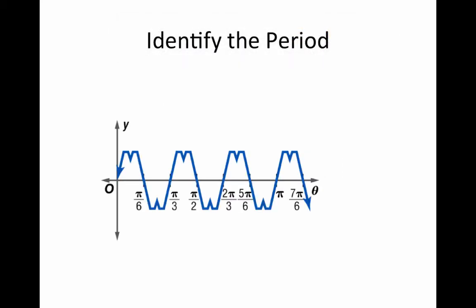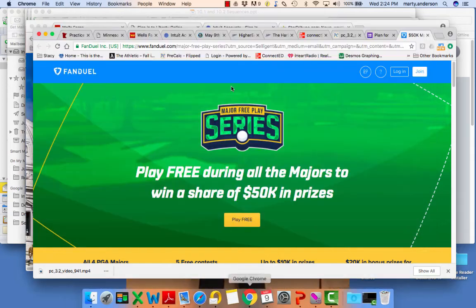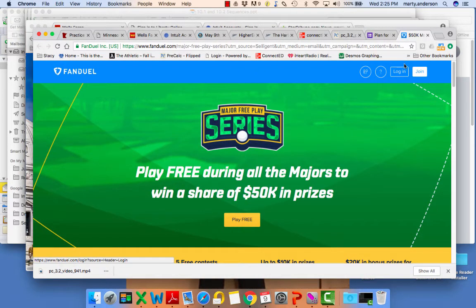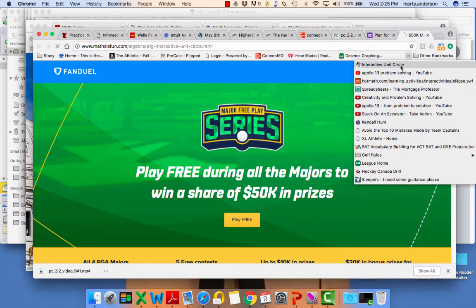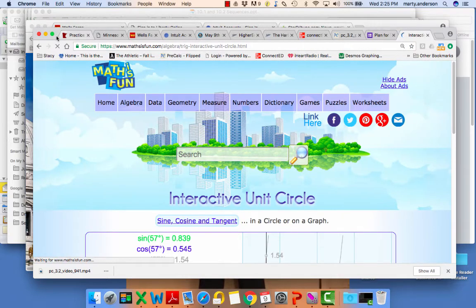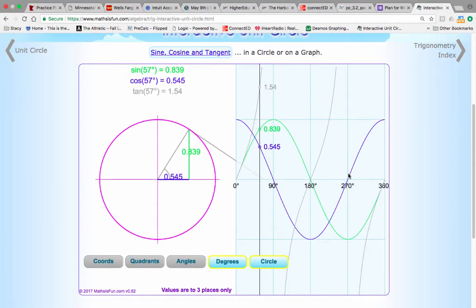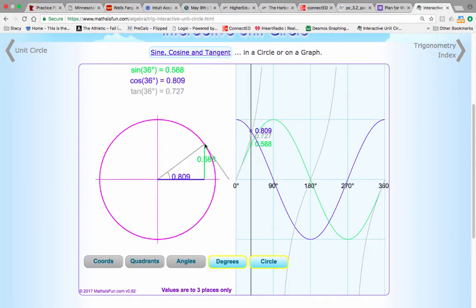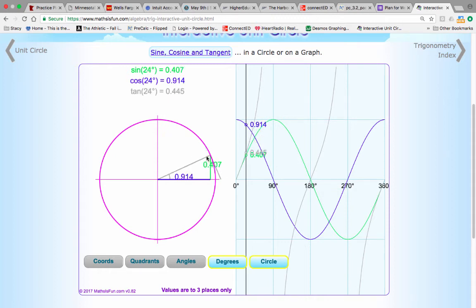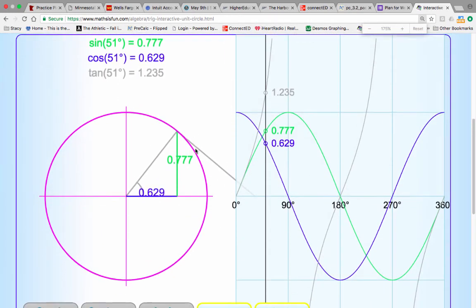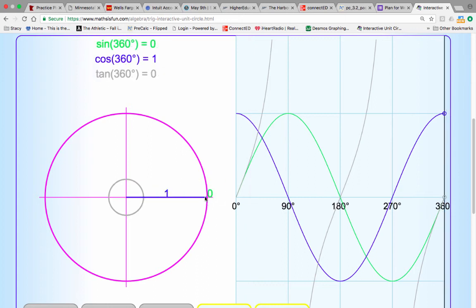Next thing, period. Let's take a look at a quick little website here. Let me see if I can find it. Here we go. Okay, we took a look at this at one point, this interactive unit circle. So remember, my sine is my green line. Let me make it bigger for you. Now we're saying at 0 degrees we're 0.